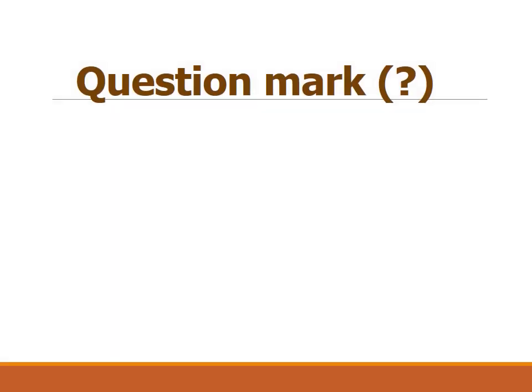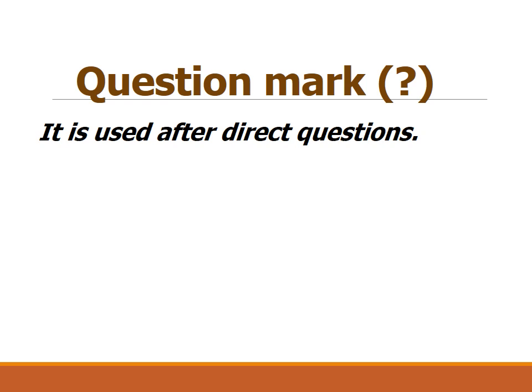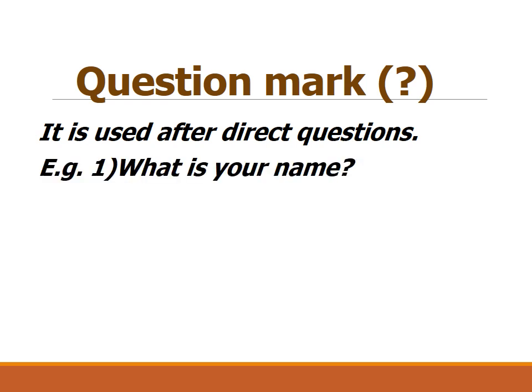Now coming to third one, a question mark. The sign of a question mark is here in the bracket, as you can see. It is used after direct questions. When we are asking a question to someone and it's a direct question, we end it with a question mark. For example, what is your name? Here we are ending this statement with a question mark. We are asking the person, what is his name?